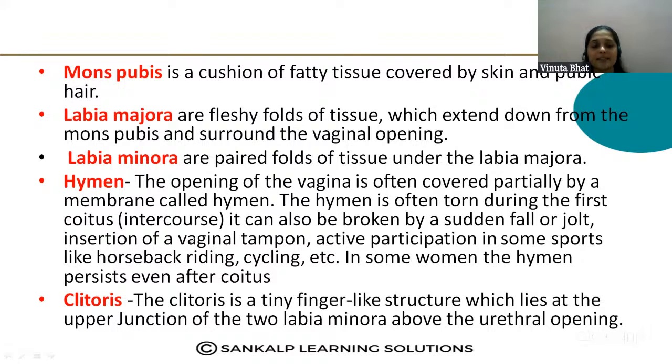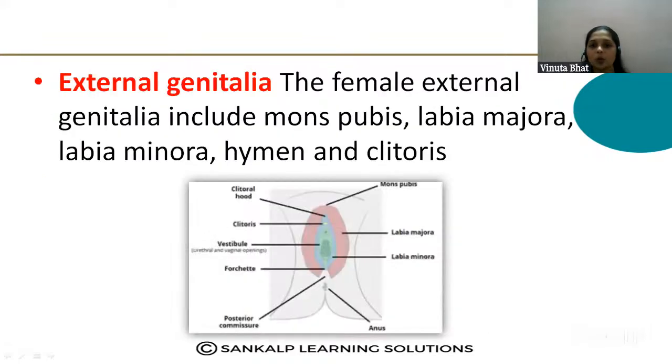But there is a belief that during the first intercourse there is a breakdown of the hymen, but it is not correct. Okay, and clitoris, what is clitoris? It is a tiny finger-like structure which lies at the upper junction of the two labia minora above the urethral opening. So just observe here, in the female there is a separate urethral opening.